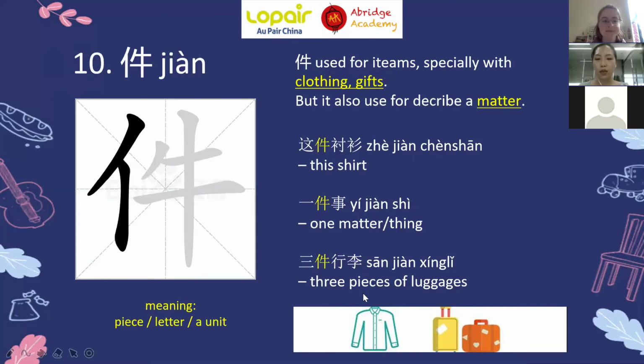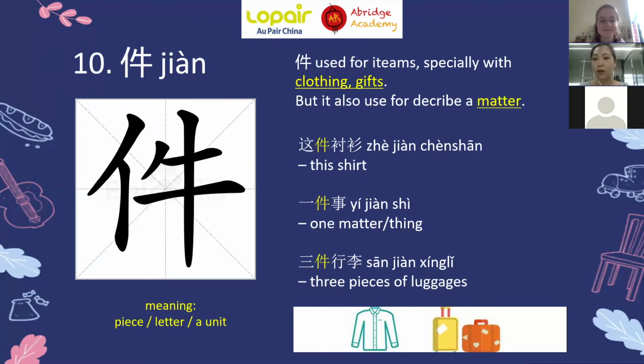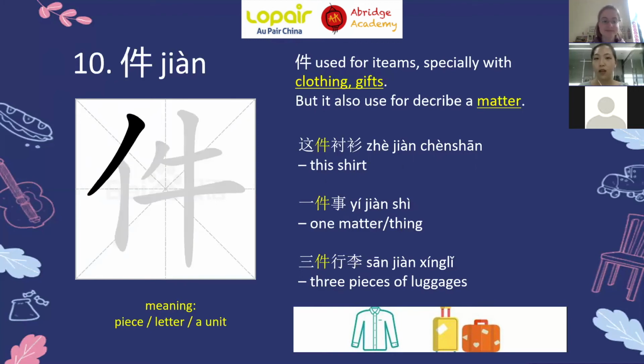So why use this one? Because they are in pieces, one piece, two pieces, they are separate. And they are carrying clothing. I mean, no matter from the ancient time and nowadays, we're always using suitcases to carry our clothing. So we also use this measure word 件 to describe luggage. Okay, three pieces of luggage, 三件行李.